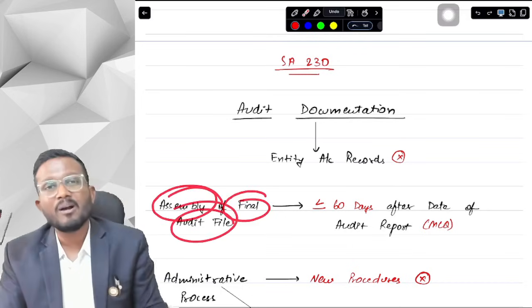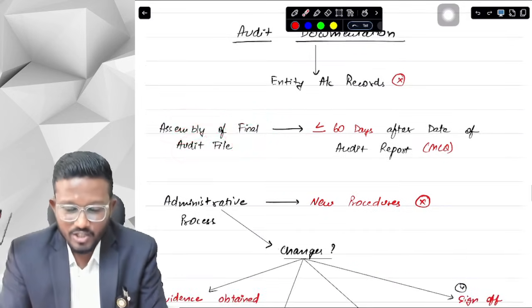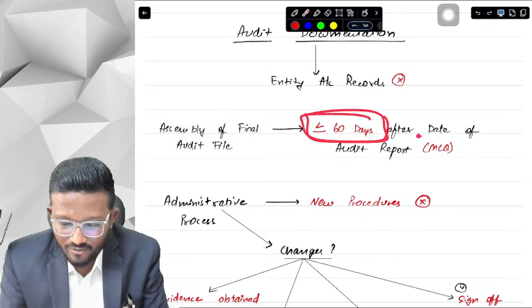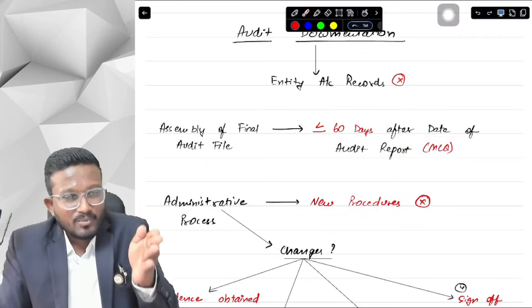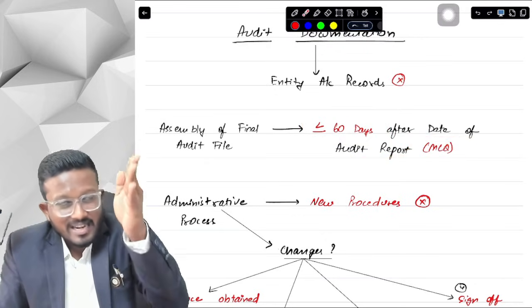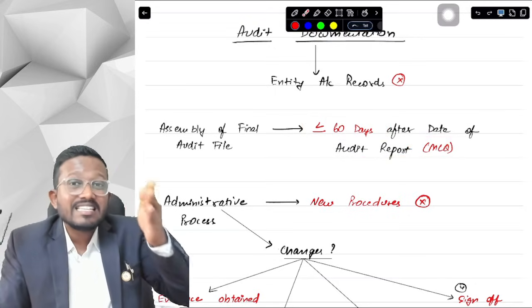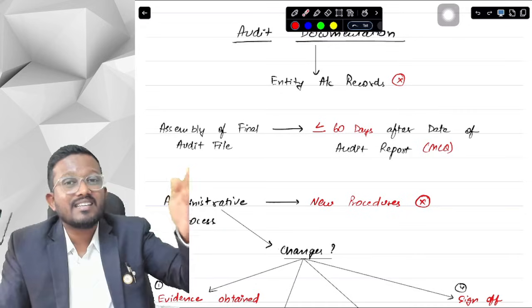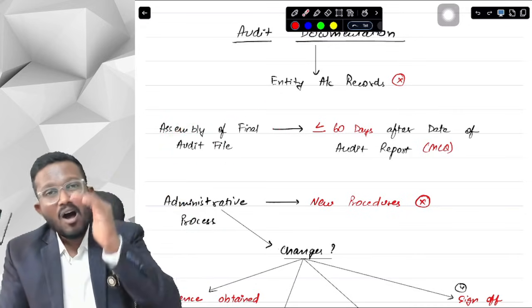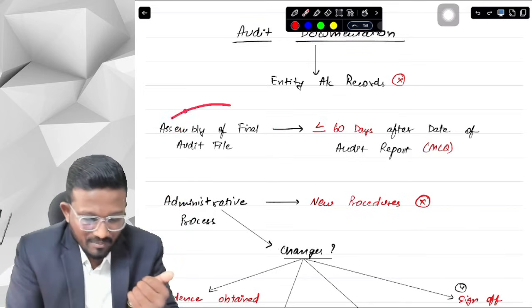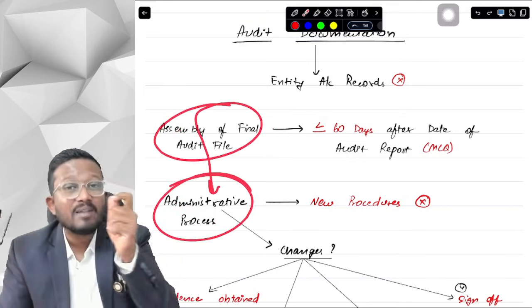There's a timeline for completing this assembly of the final audit file, which is not more than 60 days after the date of the auditor's report. This is an MCQ. Just after the date of the auditor's report, when you have given the report to the management, within 60 days you have to prepare your final audit file. Okay, yes sir. Now preparing this assembly of the final audit file is an administrative process.